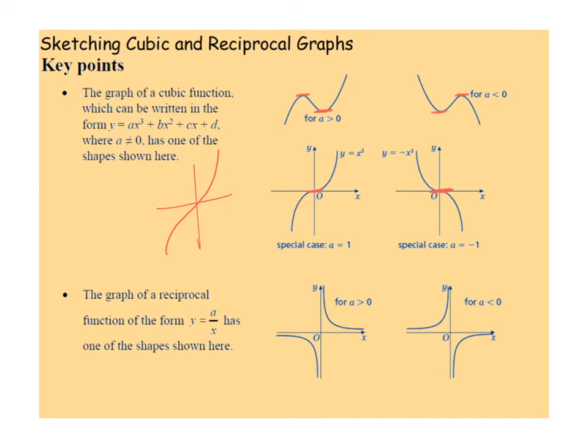Here, this is a cubic graph. This could be the graph, for example, of y equals x cubed add 6x. And that has no turning points and no stationary points. So it's important to realise that a cubic graph doesn't have to have a stationary point. So that's the first thing I wanted to mention.